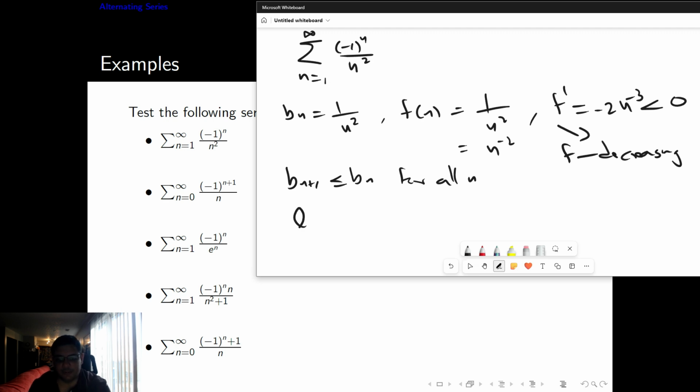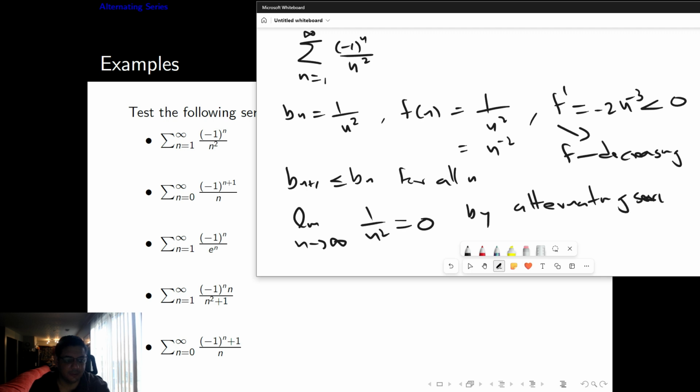It's also very easy to see that the limit as n goes to infinity of 1 over n squared is equal to 0. So by the alternating series test, we have that this series from n equals 1 to infinity of minus 1 to the n over n squared converges. And that's normally what happens with alternating series.